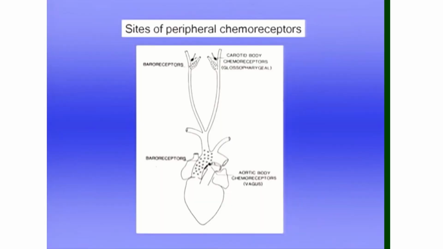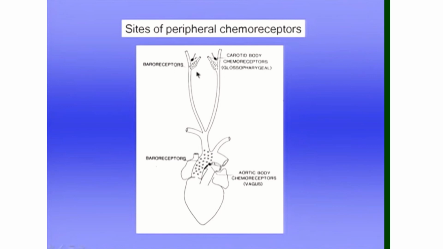Now let's look at the peripheral chemoreceptors, and there are two sites. The first is the carotid body, at the bifurcation where the common carotid artery divides into internal and external carotid arteries, and that's where the chemoreceptors are located. They're very, very tiny. The others are the aortic body chemoreceptors near the aortic arch, as you can see here. These are not so important in humans. The more important of the two groups is the carotid body chemoreceptors.